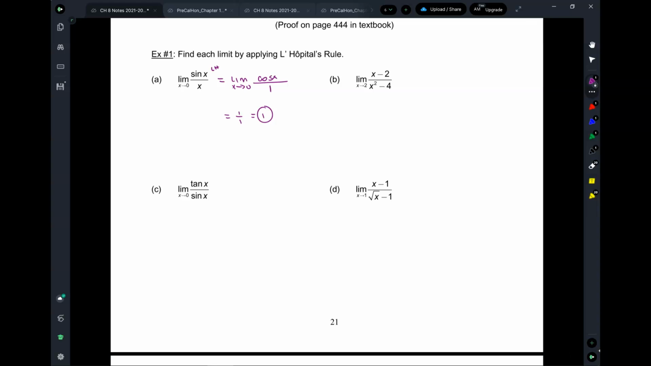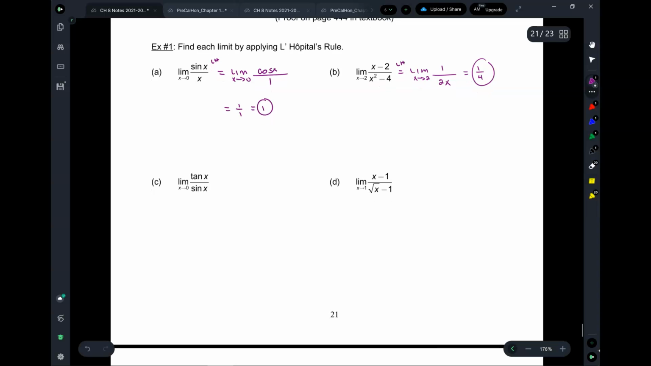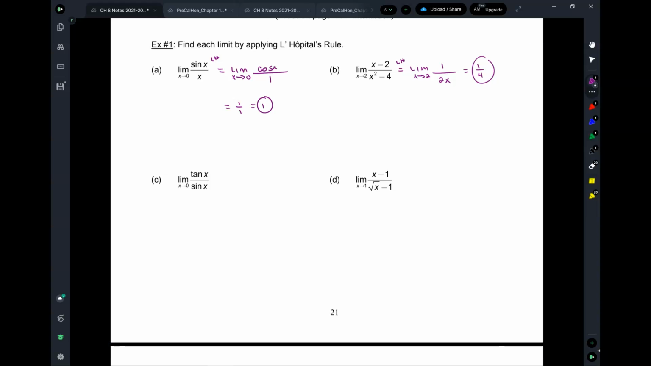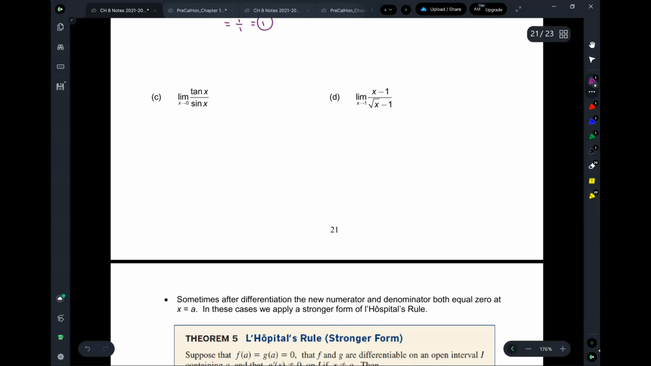Okay, the next one is a similar example. Put in 2, you get 0 over 0, so we must use L'Hopital's rule. It's the limit as x approaches 2 of 1 over 2x. Plug in the 2, 1 over 4. The limits are solvable the other way, but this is just a shortcut.